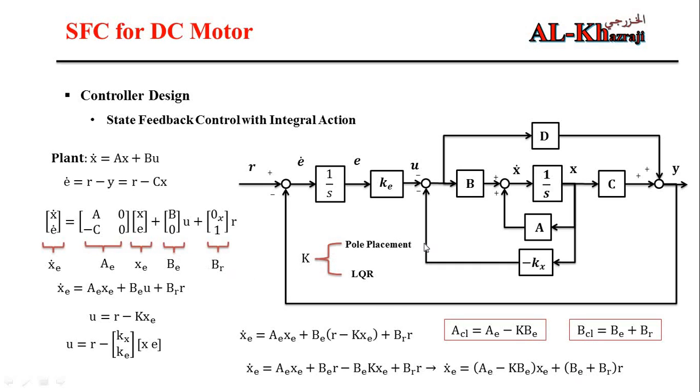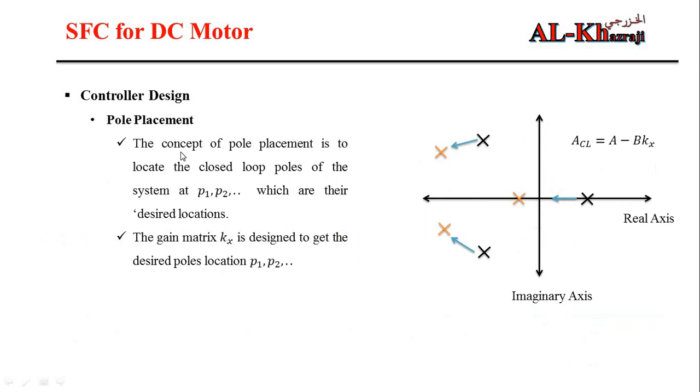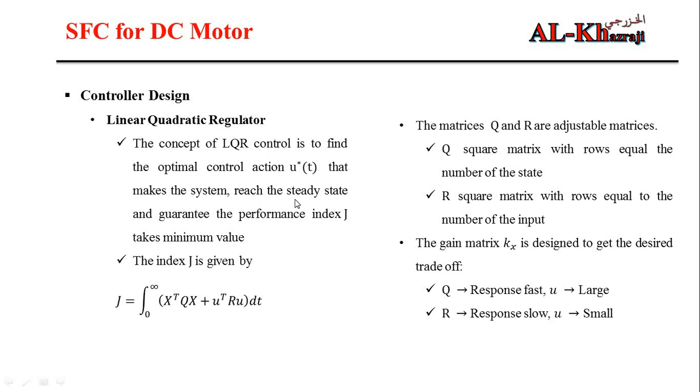Now, in order to determine K, we will use two strategies, which are pole placement and LQR. The idea of pole placement is that we have the location of the open loop poles of the system. By using the pole placement strategy, we can move these poles to a new desired location. By selecting the best feedback K, we can change the location of our poles. So this is the basic idea of pole placement. I will put a link in the description for more information about pole placement. The linear quadratic regulator is a different strategy.